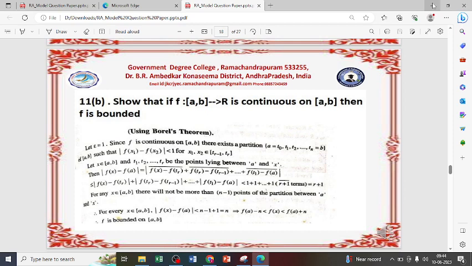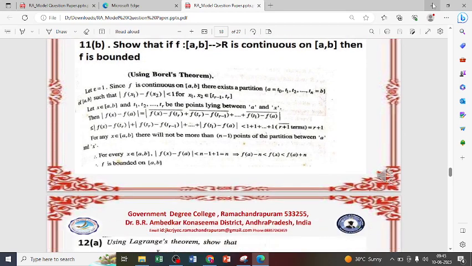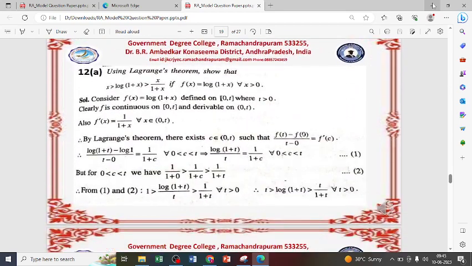That implies f(x) lies between f(a) minus n and f(a) plus n. So all the values of f(x) lie between f(a) minus n and f(a) plus n. Therefore, the function f is bounded on the closed interval [a, b]. I hope that is clear. Okay, now let us go to the next one, that is 12a.